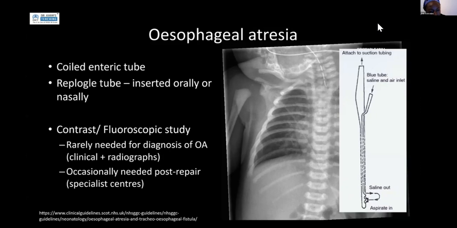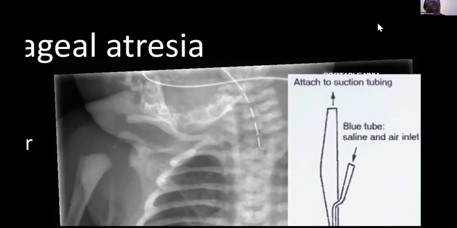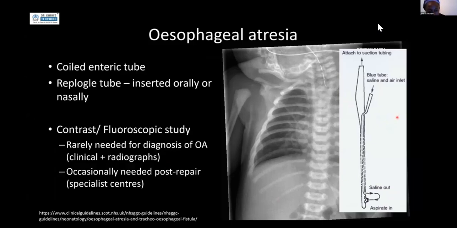So you can tell it's a Replogle tube because it's got the interrupted radiodense lines. So they're interrupted, so you've got a hole between them. And it means that they can aspirate and also they can put saline in as well. So it's double lumen. So they can suction from it to drain the secretions that the child has swallowed. But they can also inject into it by putting some saline in. And the saline helps break up the secretions so that they can then aspirate them.